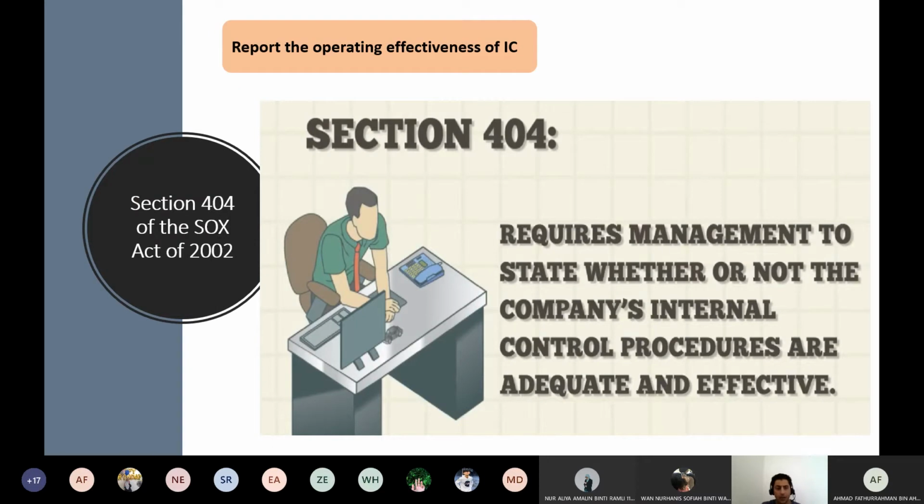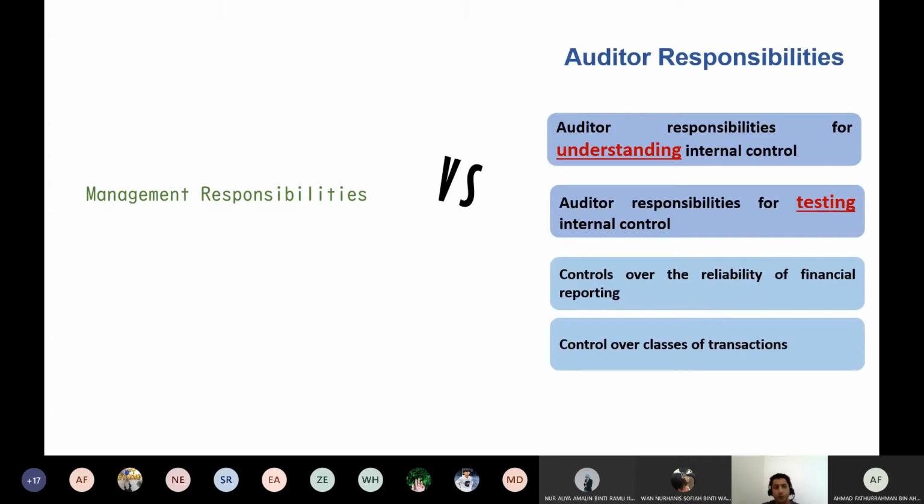This one is based on the Sarbanes-Oxley Act of 2002, Section 404, which requires the management to state whether or not the company's internal control procedures are adequate and effective. And this is related to public companies, the listed companies. Okay, so now we finish with the management responsibilities. Let's move to the auditor responsibility.